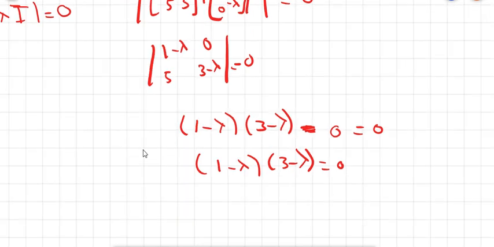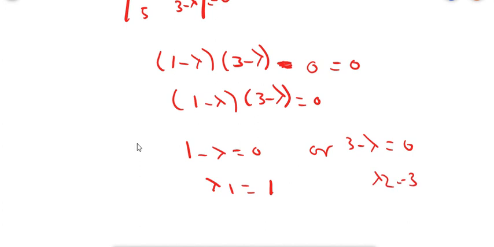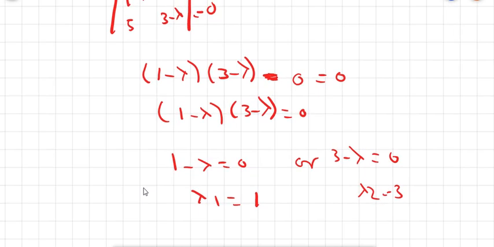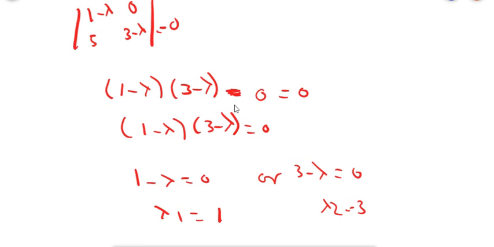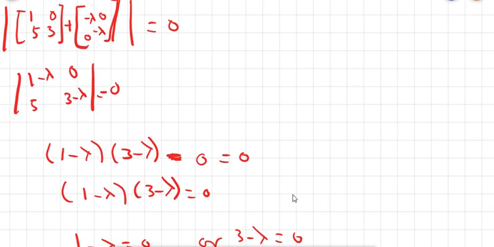Now how will we find the value of lambdas? So 1 minus lambda equal to 0, or 3 minus lambda equal to 0. So lambda 1 will be equal to 1, and lambda 2 will be equal to 3. Okay, this is the way of finding the lambda. Now maybe when you want to find it, it will be a quadratic equation, so you have to solve a quadratic equation.